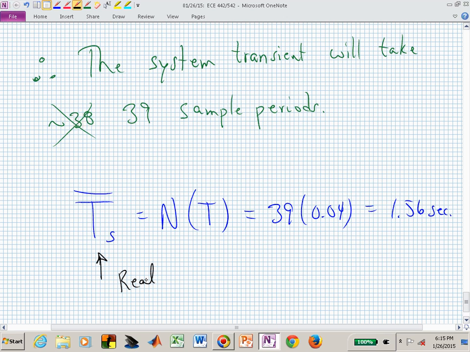That 0.04 just came out of the blue, but we'll derive something that's related to that in a little bit. This is the real time to settle. The number of sample periods was 39. The actual real time to settle was 39 times the sample period.